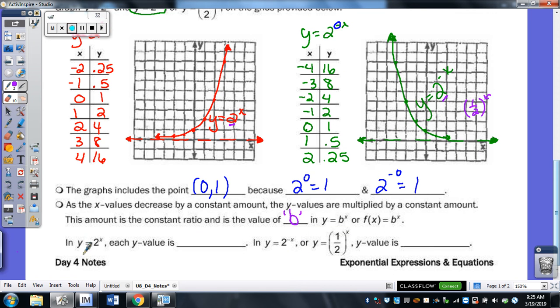So in y equals 2 to the x, each y value is increasing as you move from left to right on your graph. It's an increasing one. But in the other one, your y values are decreasing. Because those values are going down each time.